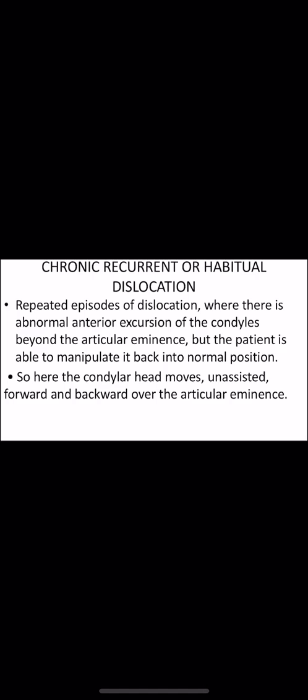Now, coming to chronic recurrent or habitual dislocation, this is similar to acute dislocation, but here there are repeated episodes of dislocation, but the patient is able to manipulate it back into the normal position. So the condyle will move forward and backward over the articular eminence. We should remember that the habitual dislocation is not a pathologic condition. There is a variation in the anatomic form of the fossa.